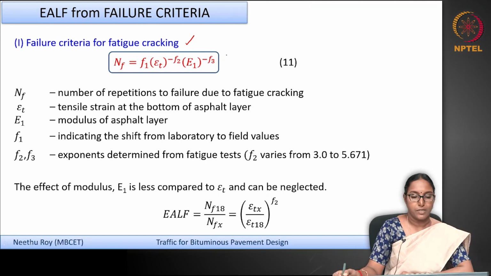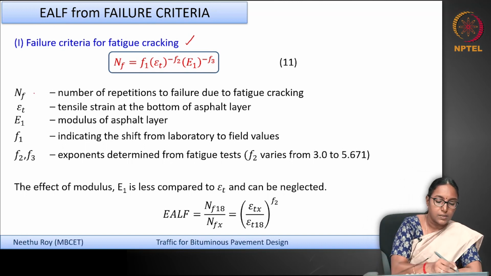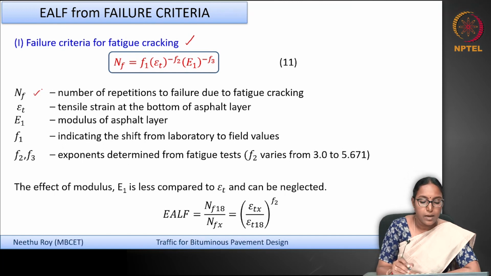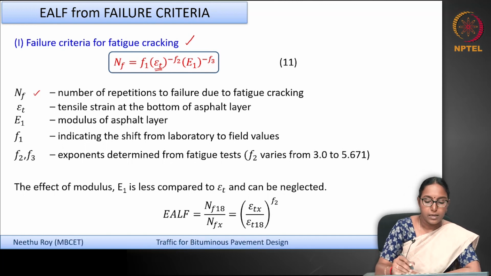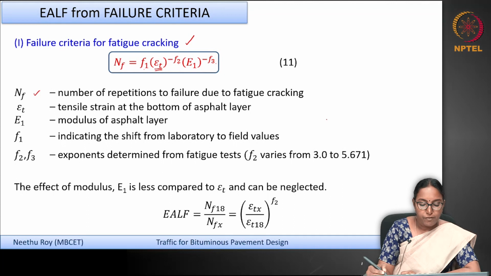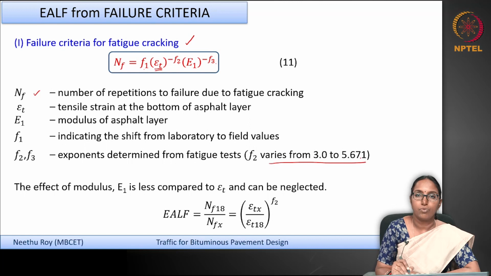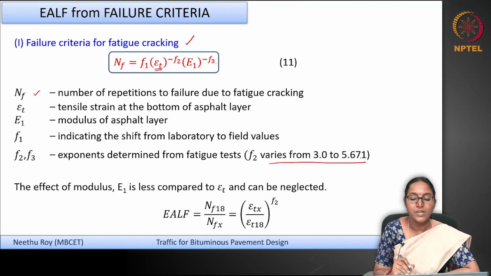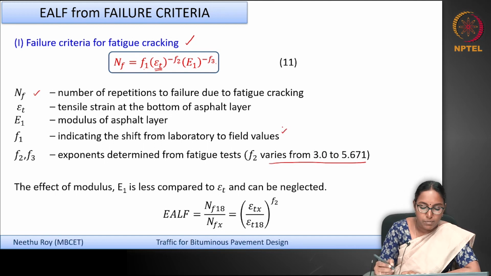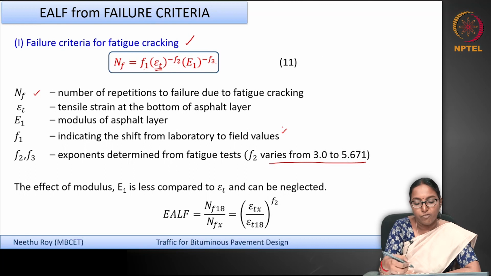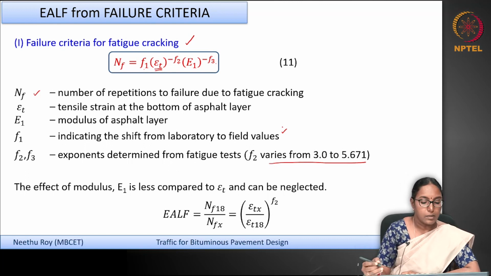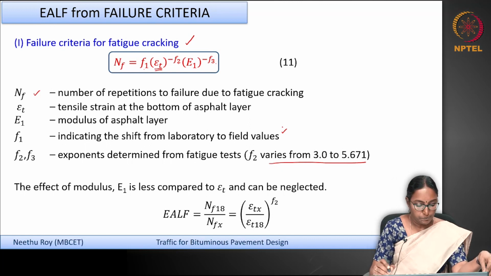This is the distress transfer function for fatigue cracking, where NF represents the number of repetitions to failure due to fatigue cracking. Epsilon T is the tensile strain at the bottom of the asphalt layer, as I have already shown you, and E1 is the modulus of the asphalt layer. Of the three coefficients F1, F2 and F3, F2 and F3 are exponents determined from the material behavior in the fatigue test, and F2 varies from 3 to 5.671 from various studies, whereas F1 indicates the shift of the performance of the material in the laboratory to the number of repetitions to failure as observed in the field.